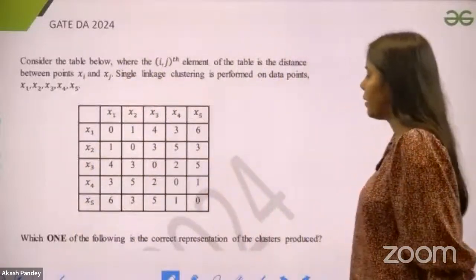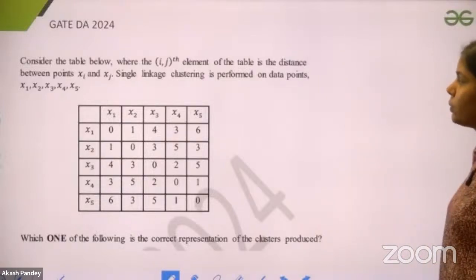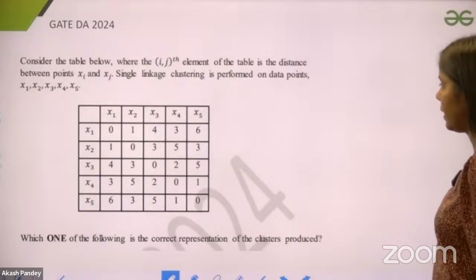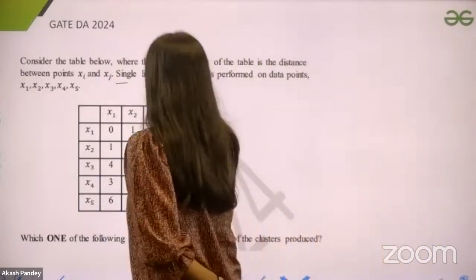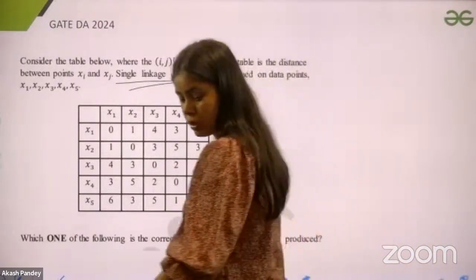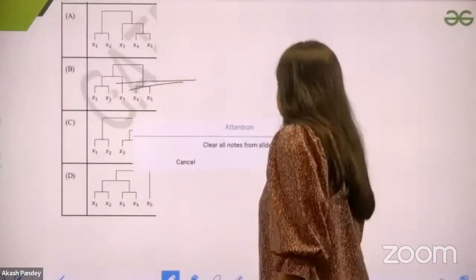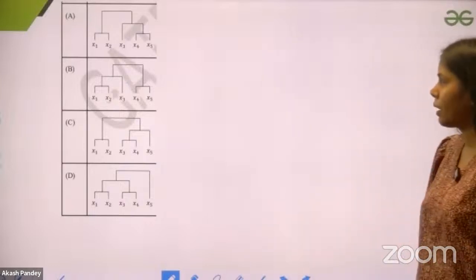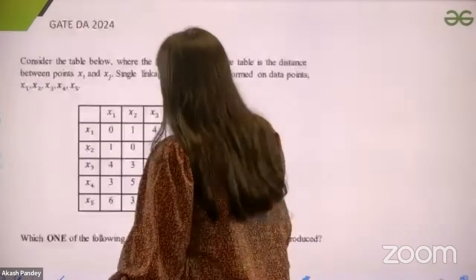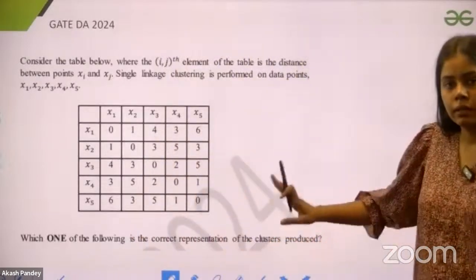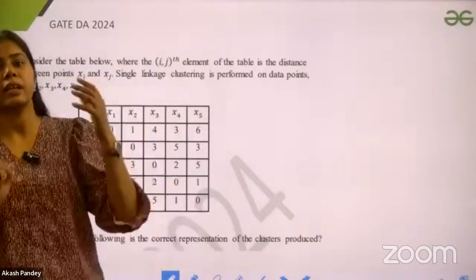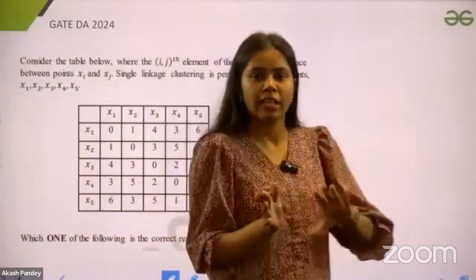Okay, so this is a question asked in GATE DA 2024, last year. The table is given to you and single linkage clustering is performed on the data points. Which one of the following is a correct representation of the clusters produced? You would get this set of clusters. Now try to draw the dendrogram using this data set and this distance metric, and let me know what the dendrogram would be. I'll show you the options first.